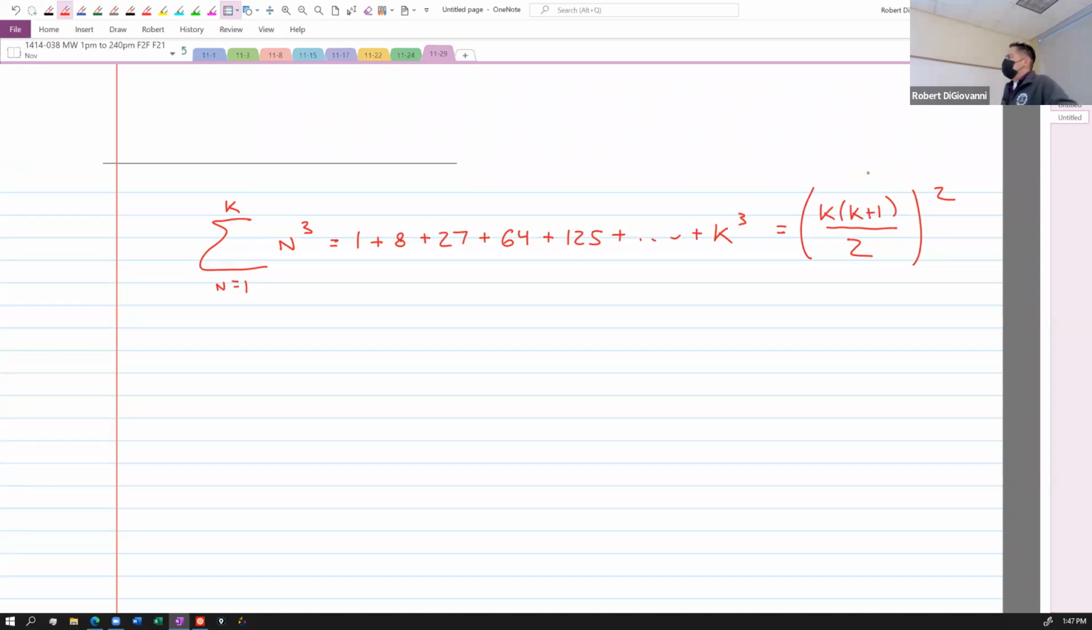Now, you understand how this formula works? Like if you wanted to know the sum of the cubes of the first 10 numbers, you would just plug a 10 in there, you'd be done.